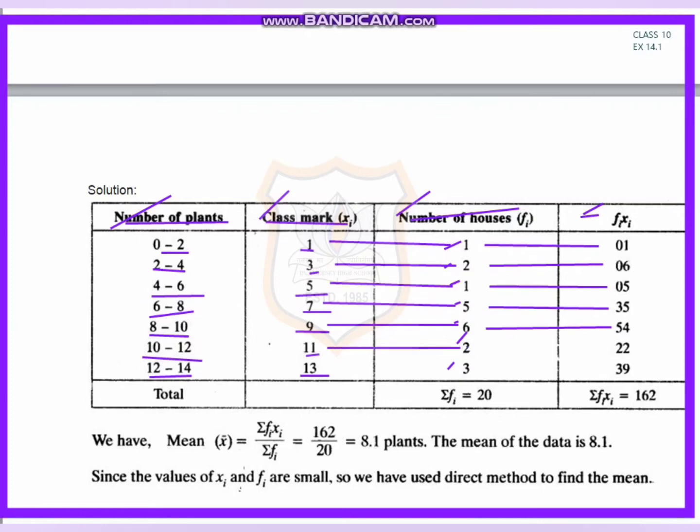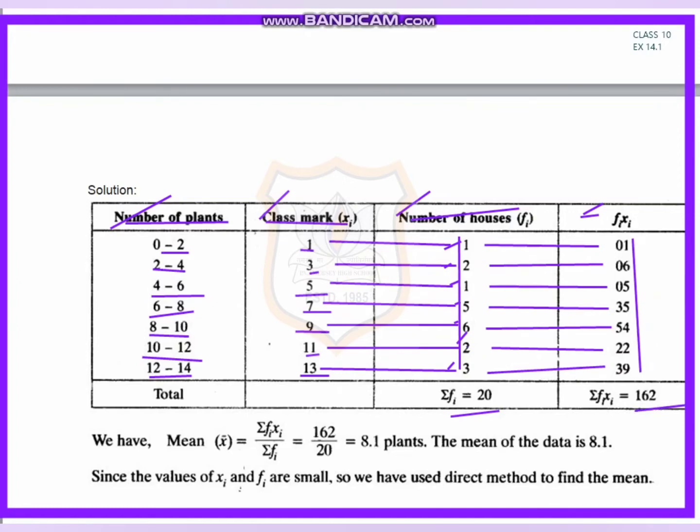11 is multiplied with 2, we get 22. 13 is multiplied with 3, we get 39. Now we have to add all these numbers. We get the result equal to 20. This is sigma fi, and we add all these numbers for sigma fi xi. We get the result equal to 162.